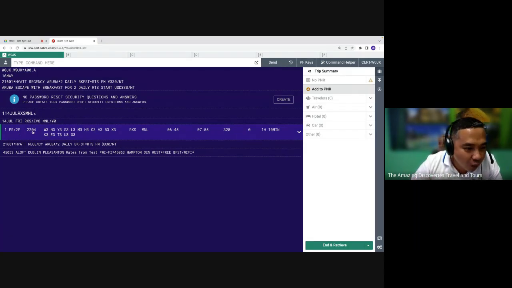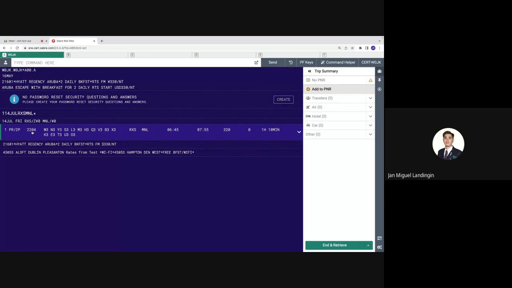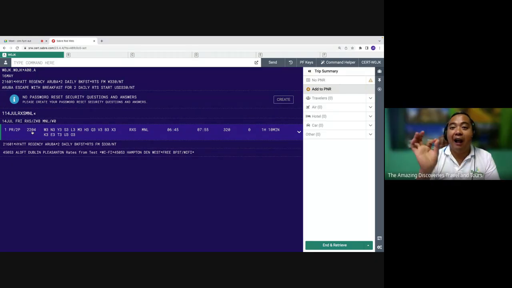Okay, next one, we have the 2204. What is 2204? Flight number. This is the flight number. That is why, di ba, kung mag-announce ka, sa inyong flight, paging flight PR2204 passengers, so, di ba, something amo na? Yes, sir. Because that is the flight number. Ang flight number naman niya ni Air Asia, Z2.